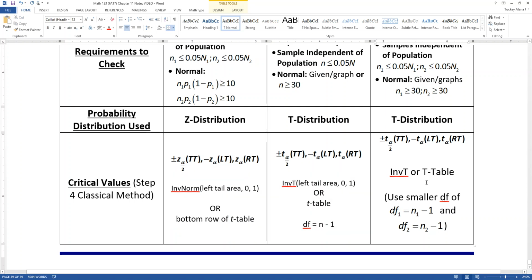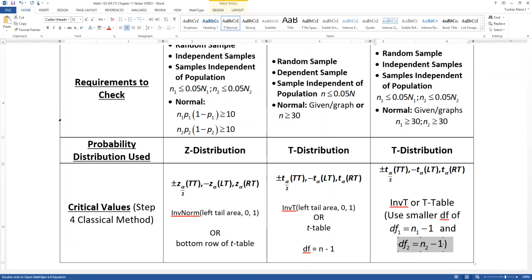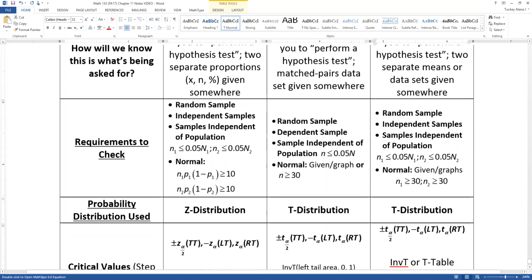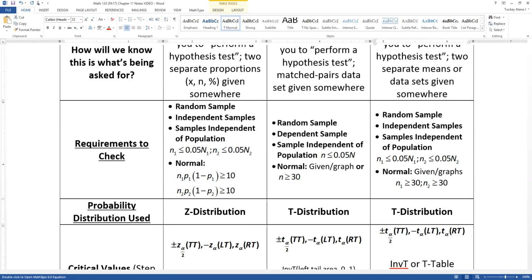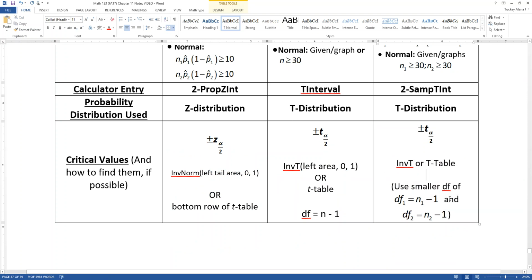That leads us to, yet again, 11.3. 11.3 is a little weird. Technically, our book says to use the smaller degrees of freedom of n1 minus 1 and n2 minus 1. And I should have written that back in the earlier confidence interval table. Let me scroll back there. Right here, because you never know if the book is going to force you to do it for, let's say, a MyStatLab problem or something like that. So if you need to, you're going to use the smaller one.